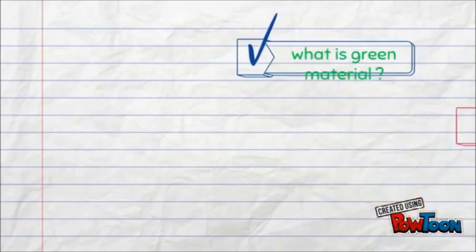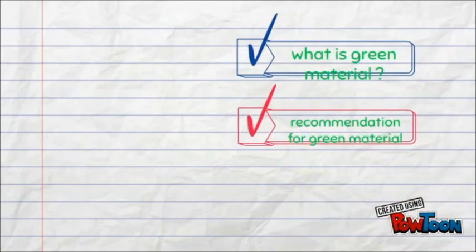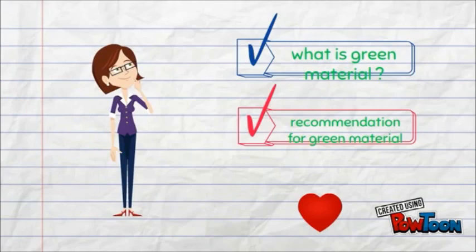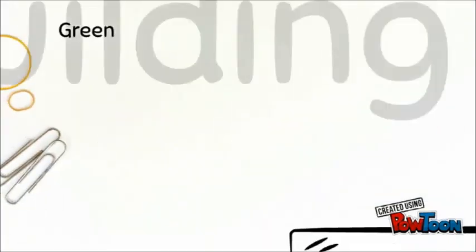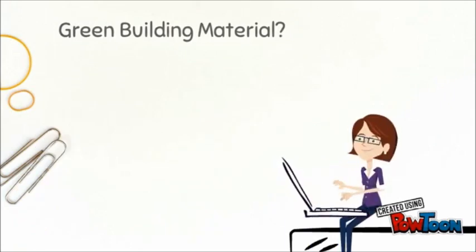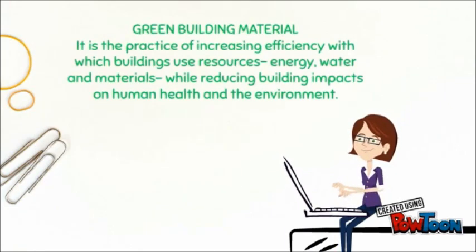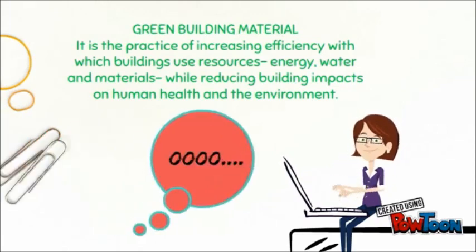On this topic, we are going to discuss what is green material and the recommendation that is suitable for use at the proposed site of the Masjid Al Jawahir. What is green building material? Green building material is the practice of increasing the efficiency with which buildings use resources such as energy, water and material, which can reduce building impacts on human health and the environment.